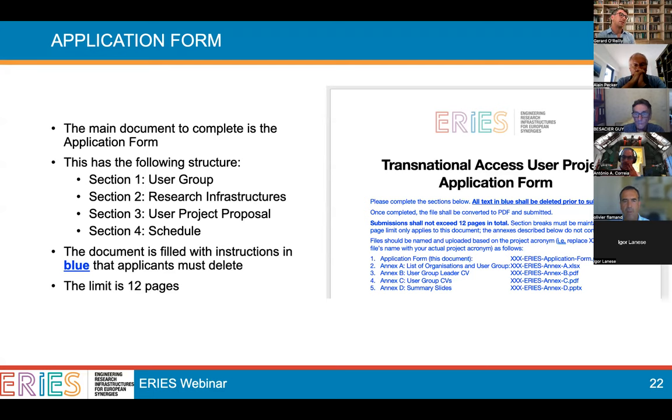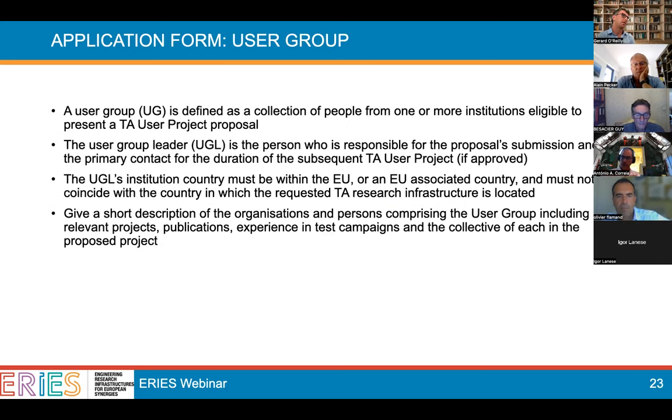Within this document, there's a series of text all written in blue. These are all instructions. These should all be deleted prior to the completion of this document, and you can see an example of this on the right-hand side there. So these are just instructions for users that should be deleted, and you fill out the text as normal in black font. As I mentioned before, the page limit is 12 pages, so it's relatively short. But we think it's a relatively fair compromise given the speed we're trying to get these evaluations done with, and also to have users be a bit more concise about what it is they're trying to achieve with the user project they're submitting to us as part of the ERIES project.